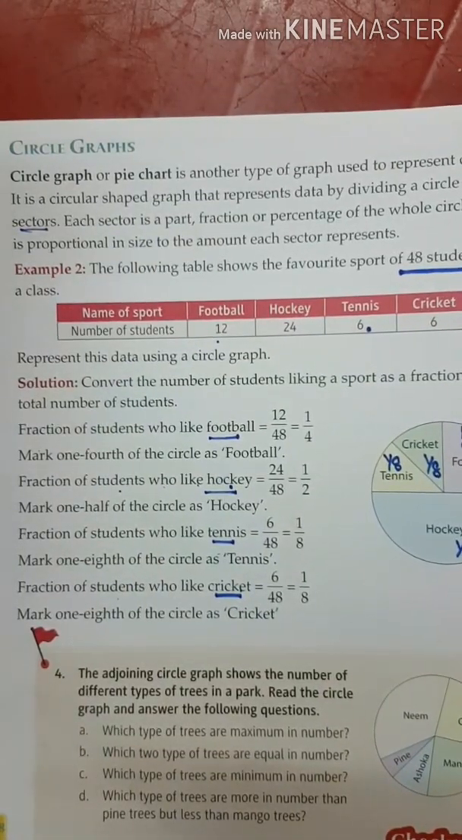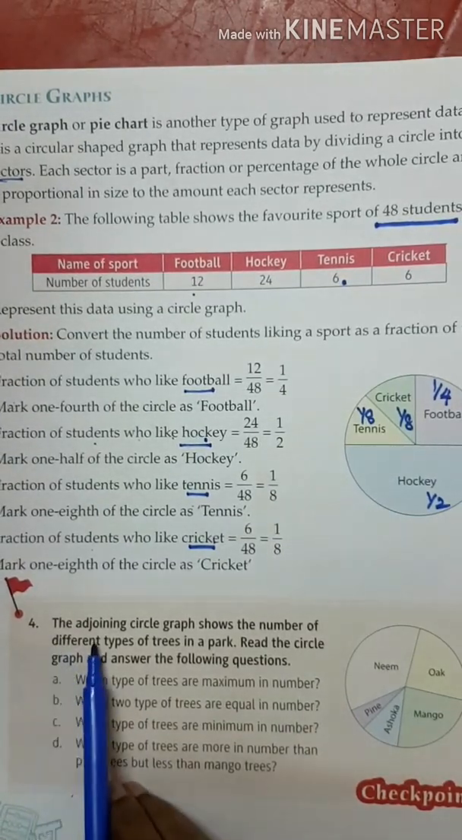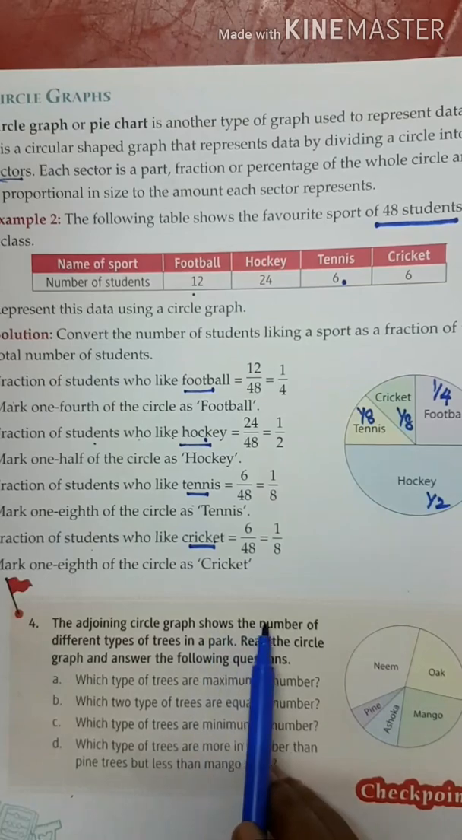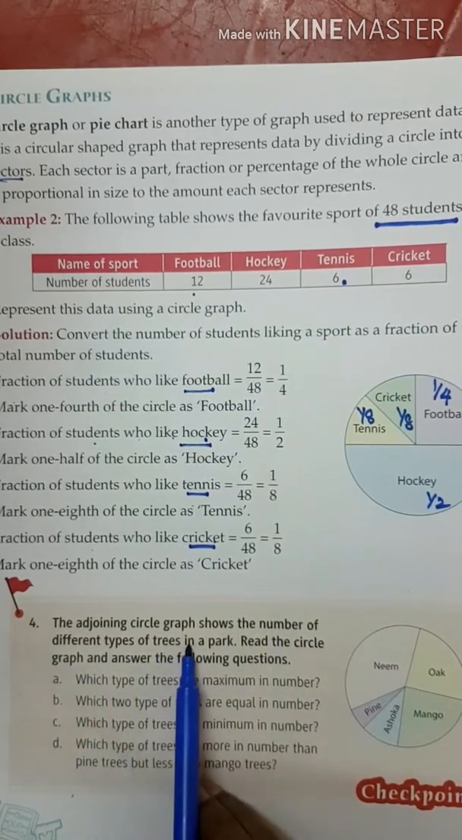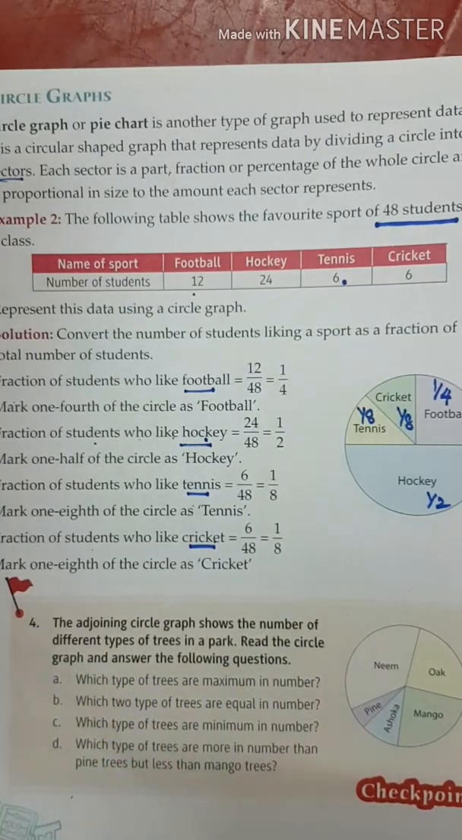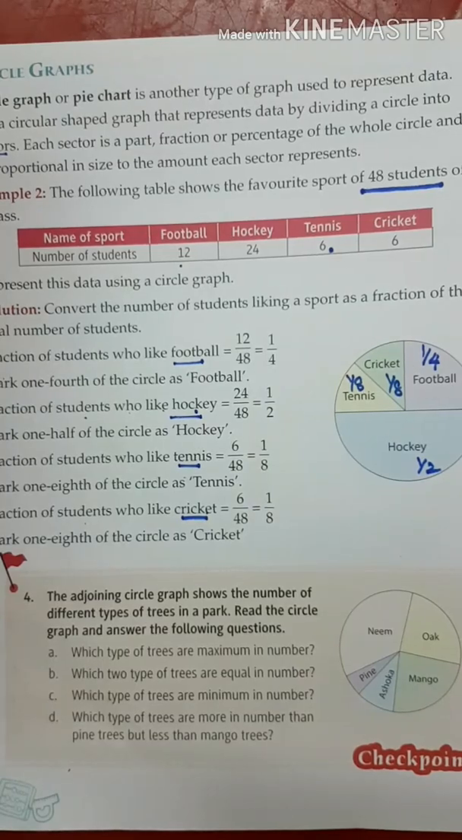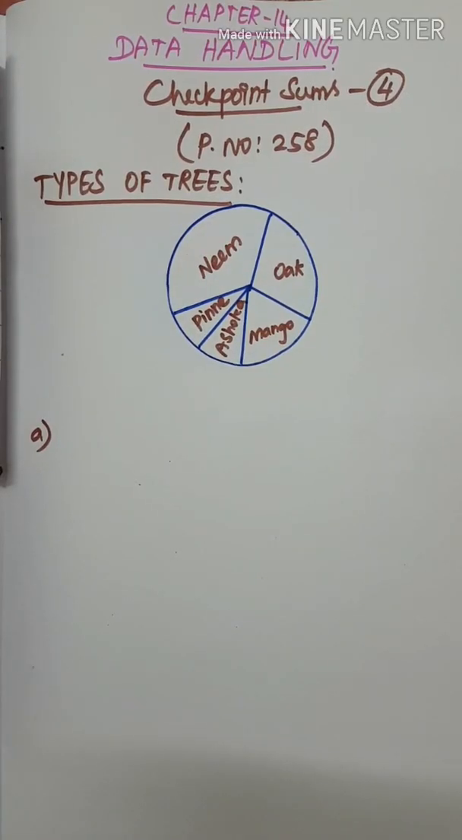Okay, let's see one of the checkpoint sums they given in the question. The adjoining circle graph shows the number of different types of trees in a park. Read the circle graph and answer the following questions. Now you just analyze this circle and we have to answer the questions. Now look at the diagram which is showing the number of different types of trees in a park, and we have to read the circle graph to answer the questions.